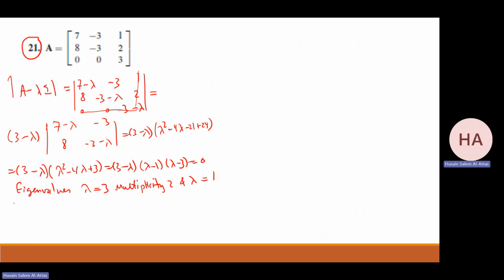Okay, you can do it this way. Now let me do for lambda equal 3. See what will happen. Shall I get 2 vectors or only 1 vector? Let us see. I let V1 to be k1, k2, k3. I need to solve this system. It will be 7 minus 3, that will be 4, minus 3, 1. Then I have 8, minus 3 minus 3, that will be minus 6, 2. The last row I have 0, 0, 0.